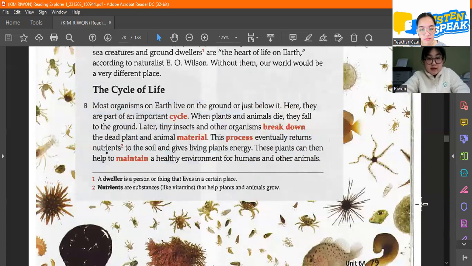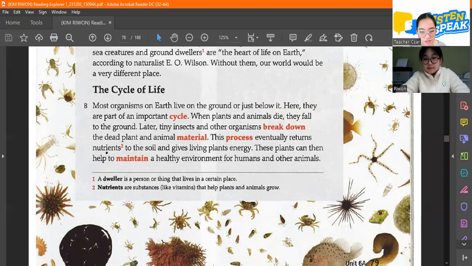Most organisms on Earth live on the ground or just below it. Here they are part of an important cycle. When plants and animals die, they fall to the ground. Later, tiny insects and other organisms break down the dead plant and animal material. This process eventually returns nutrients to the soil and gives living plants energy. These plants can then help to maintain a healthy environment for humans and other animals.